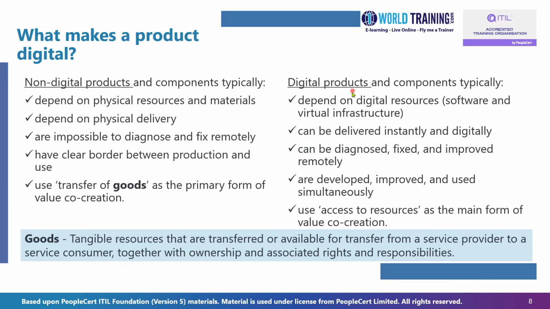Whereas on the right side here, we see digital products and components typically have the following characteristics. They depend on digital resources, software and virtual infrastructure, such as cloud applications, and can be delivered instantly and digitally. I use a mobile app, let's say I want to get some food at home. I order the food online. Everything is done online. I don't even have to speak to anybody. It's a digital service provided to me. Of course, I'm using a digital product, which is the app itself. But when I place an order, I'm using a digital service. And when the food is delivered, I receive a physical product. I can't eat a digital product in any case.